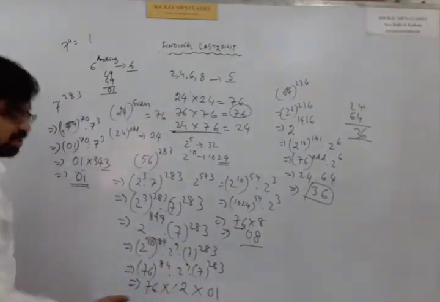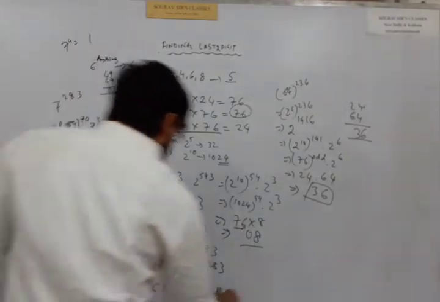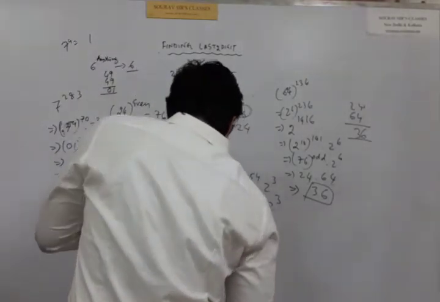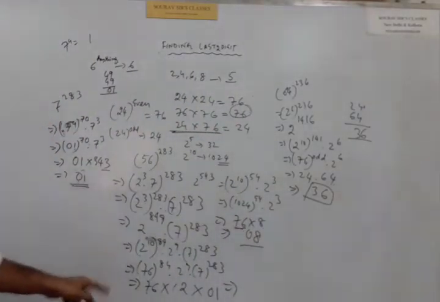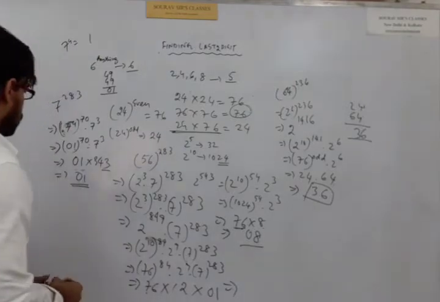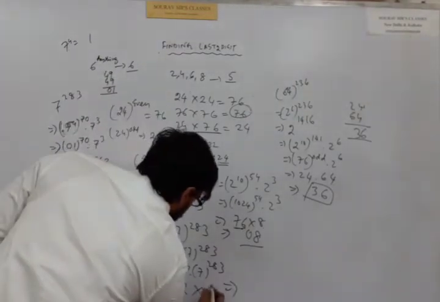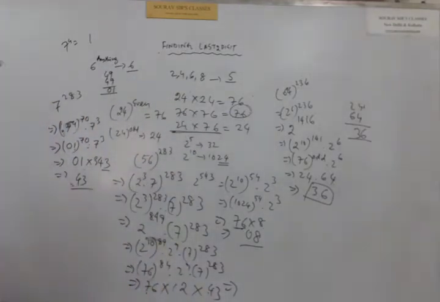So 76 into 12 into 01. 76 into 12 into 01. That's the final thing, and so finally you will get 16. So this is the product of these three, 76 into 12 into 01 is the part. Okay, and remember one more thing, 7 to the power 283 is also left here. Okay, no, sorry, this is 43 here. So this is 43 ending. So 43, 76 into 12 into 43.